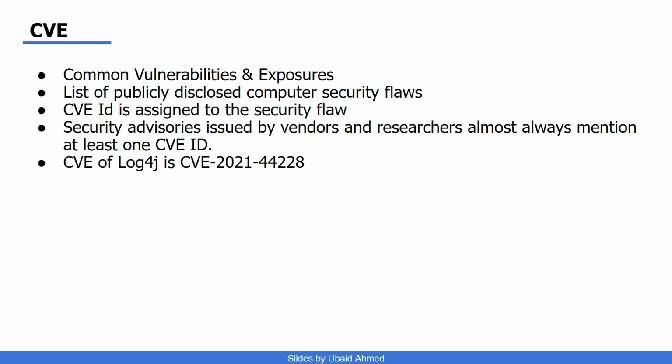CVE stands for Common Vulnerabilities and Exposures. There is a list of publicly disclosed security flaws, and each such flaw has a unique ID known as the CVE ID. When a vulnerability is found in a product like Adobe or Microsoft or iOS, a CVE is assigned to such security flaws, and a security advisory is issued by the vendors and researchers regarding that CVE or that vulnerability.